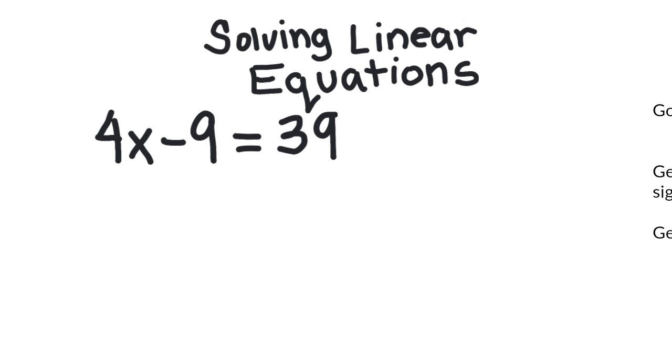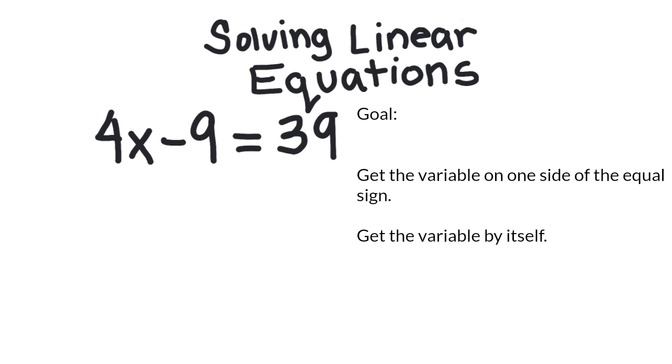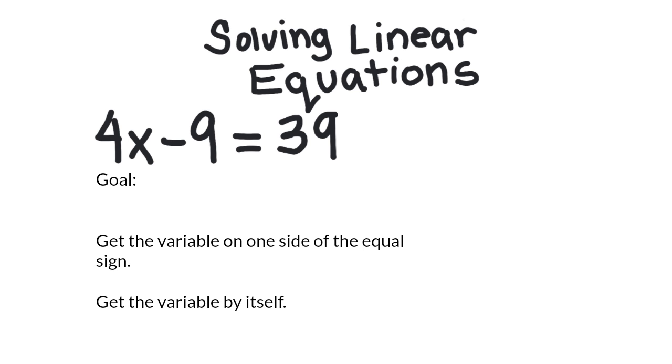Okay, and the way we solve this is that we have a goal. If we solve this based on this goal, the first part of the goal is to get the variable on one side of the equal sign. In this example, the variable, which refers to x, is already only on one side of the equal sign. The x is only on the left, there's no x on the right side. So this part of the goal is accomplished.